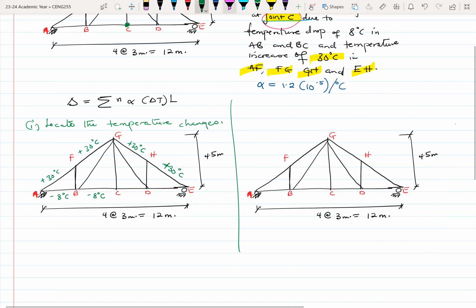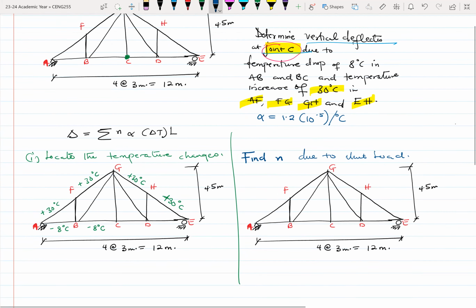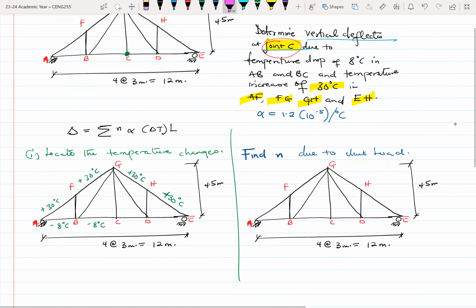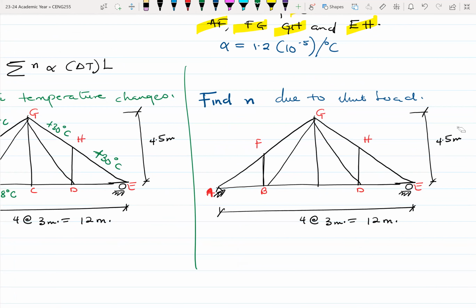Will be to find, we need to find N, where N is typically due to the unit load. So take note, we are finding vertical deflection or vertical displacement at joint C. So we're expecting joint C to drop or to go up. I can assume that this is going down, and at joint C here, I place a 1 kilonewton load.